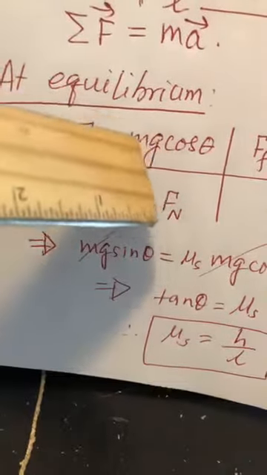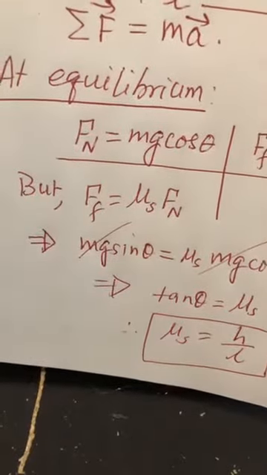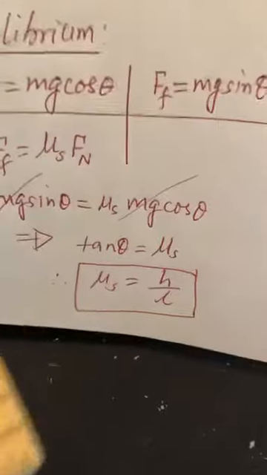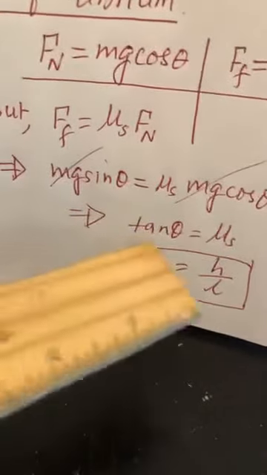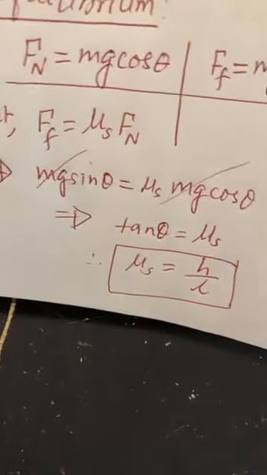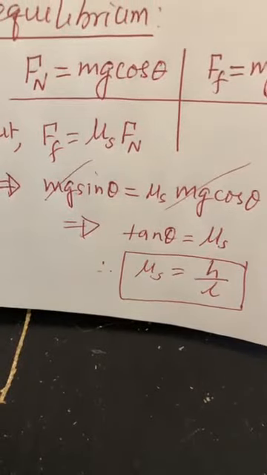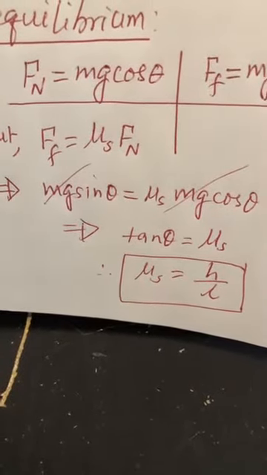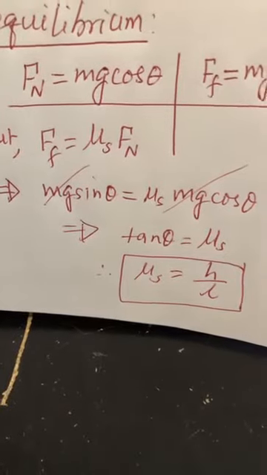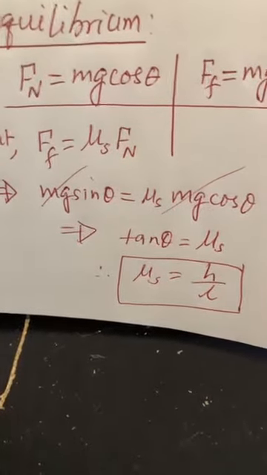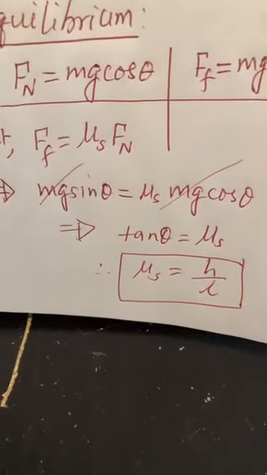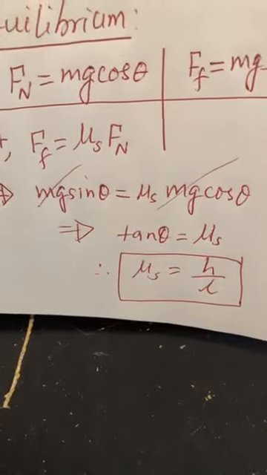So now if you plug mg cosine theta down here, then what do you get? And then equate mu s times Fn is equal to mg sine theta, and if you simplify, mg and mg you can cancel from both sides, and then you will get a very nice relation. Tangent of theta is equal to coefficient of friction. Tangent of theta is equal to coefficient of friction. Now if you have a protractor, an angle measuring device, or if you use a smartphone and track the angle, you don't need to measure the height and the length.